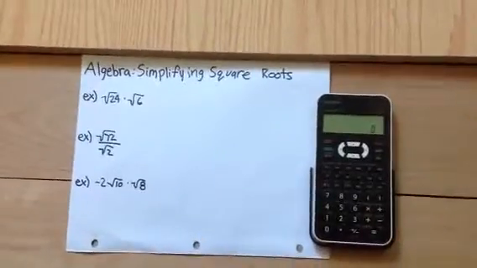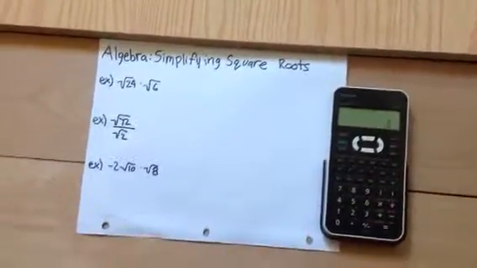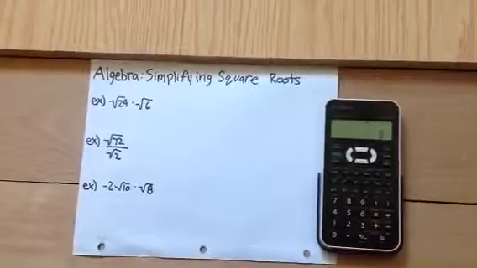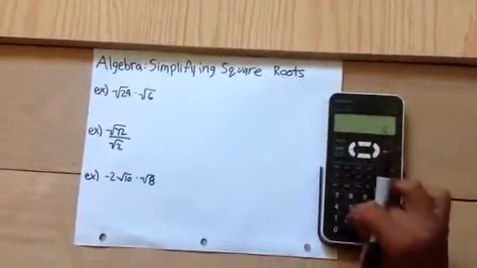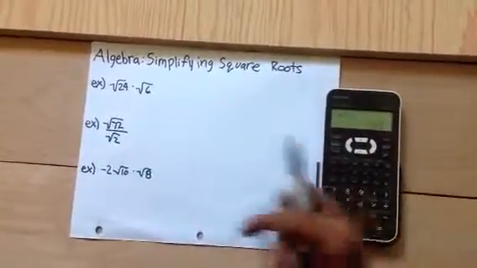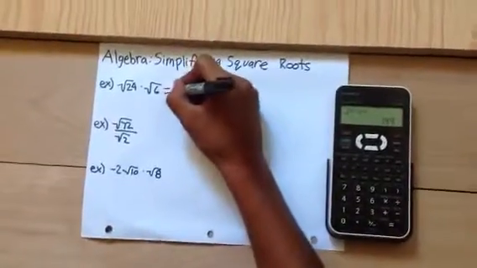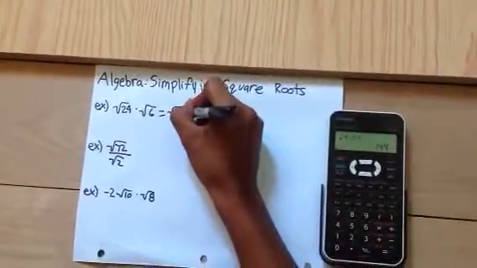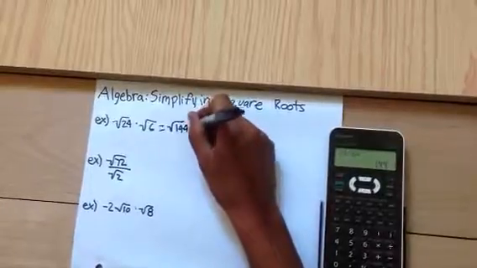Now for the first example, we have square root 24 multiplied by square root 6. The first thing you have to do is multiply 24 times 6. That will give you 144. So that's square root 144, which is equal to 12.